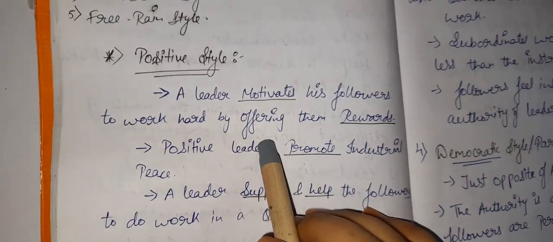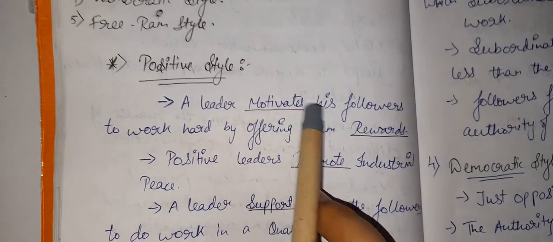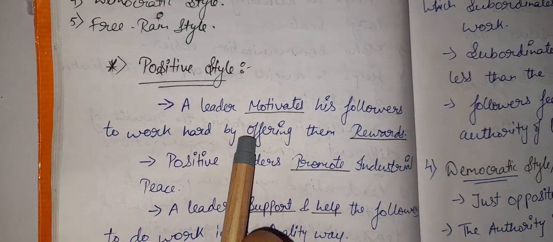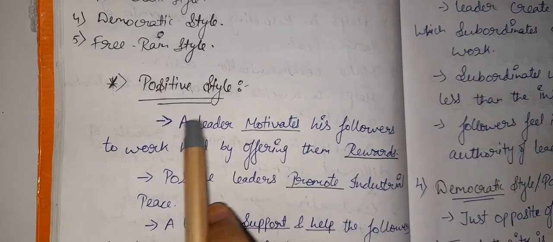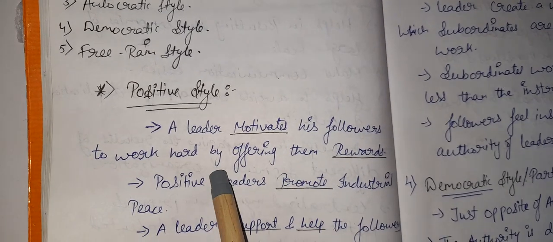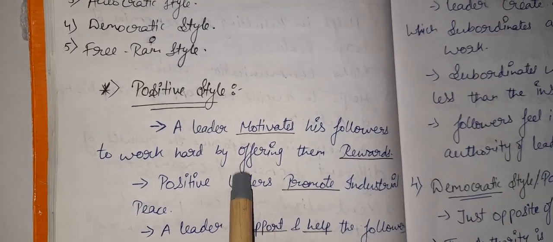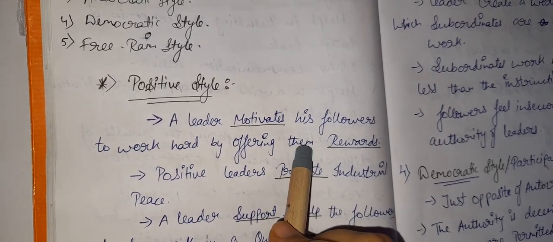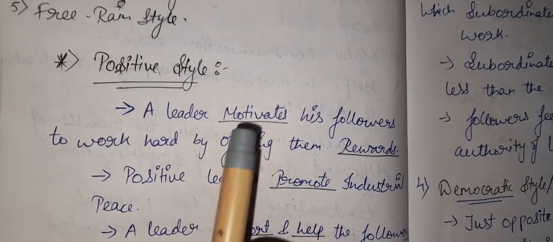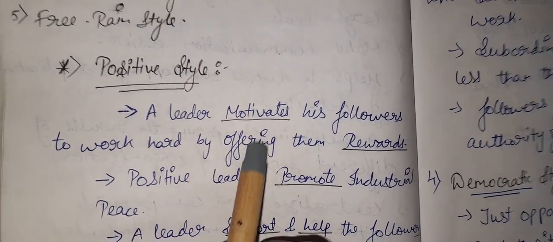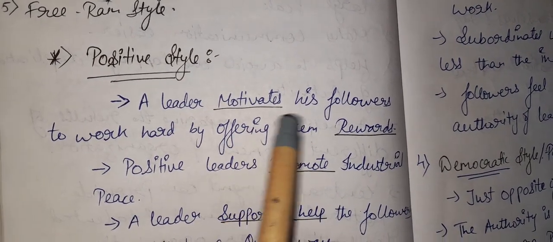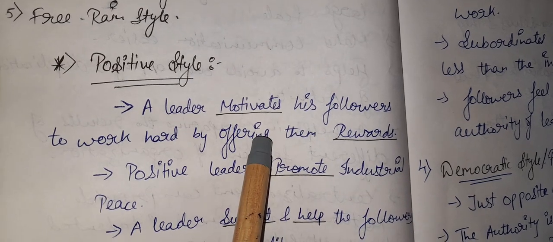Let's see what is positive style. A leader motivates his followers to do work by offering them rewards. Okay, a leader motivates them. Positive style of leadership. When a leader motivates the followers, they also have interest to do the work, by offering rewards. First, if a leader motivates a follower, he automatically has interest to do the work because he is motivating him. And if the leader adds offering them rewards, they will work more efficiently.